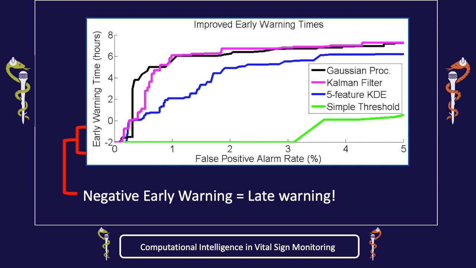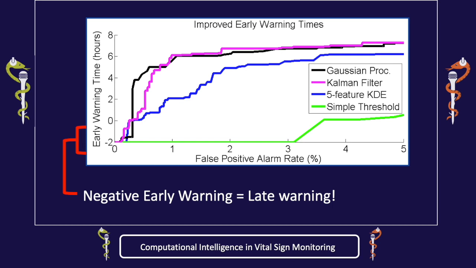So the way to look at this is as follows. The machine learning methods like Gaussian processes and Kalman filters and kernel density estimates, so 2 time series based methods and then an IID kernel density estimate method, both significantly outperform these, providing multiple hours of early warning with relatively few false positive alarms. In contrast, the simple thresholding methods like the National Early Warning Score or typical early warning scores needed very high false positive alarm rates before even noticing patients at time.